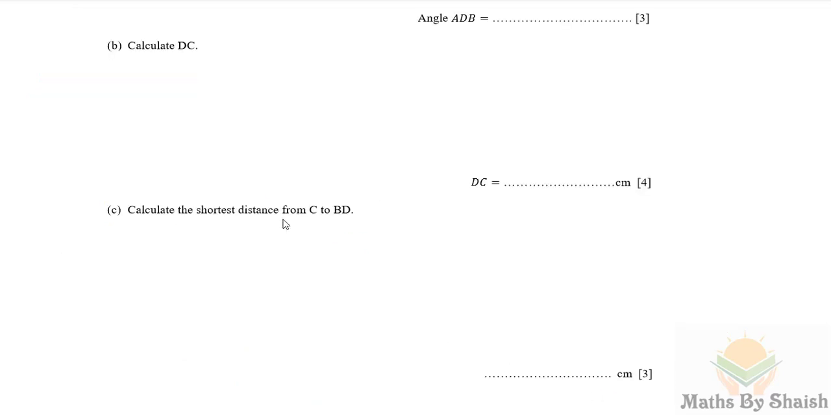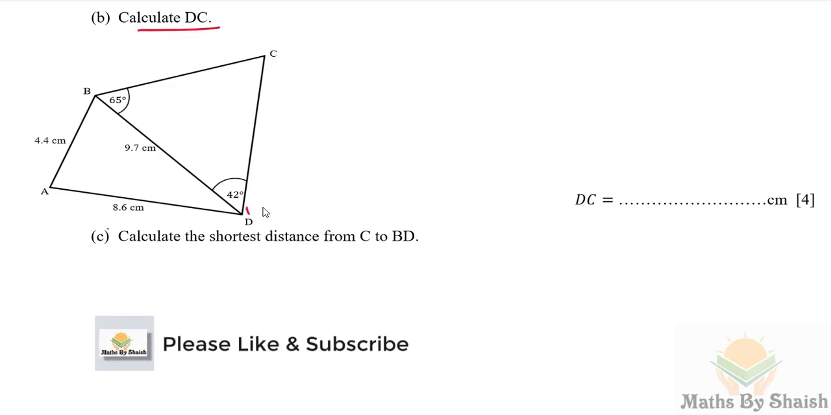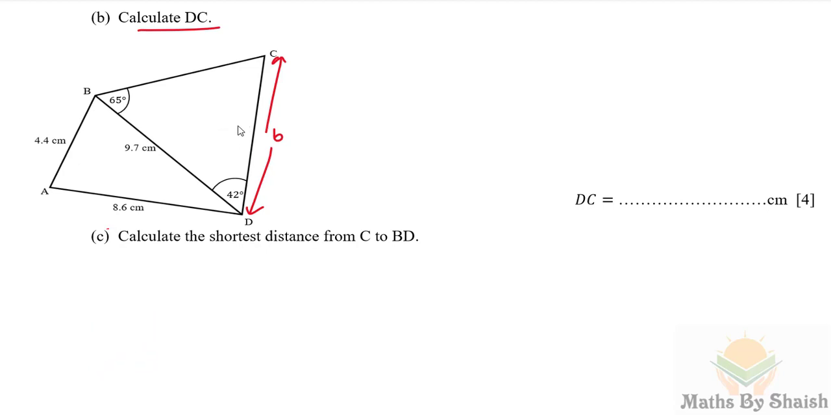So for B part, here we need to calculate DC. I'll bring the diagram here in this section only. So here's the diagram. We need to calculate DC length. I will mark it as small b, just because this is the opposite side of capital B angle. So here again, this is not a right angle triangle, and we have two angles involved, 65 and 42, and the two sides involved, one is known, another is unknown.